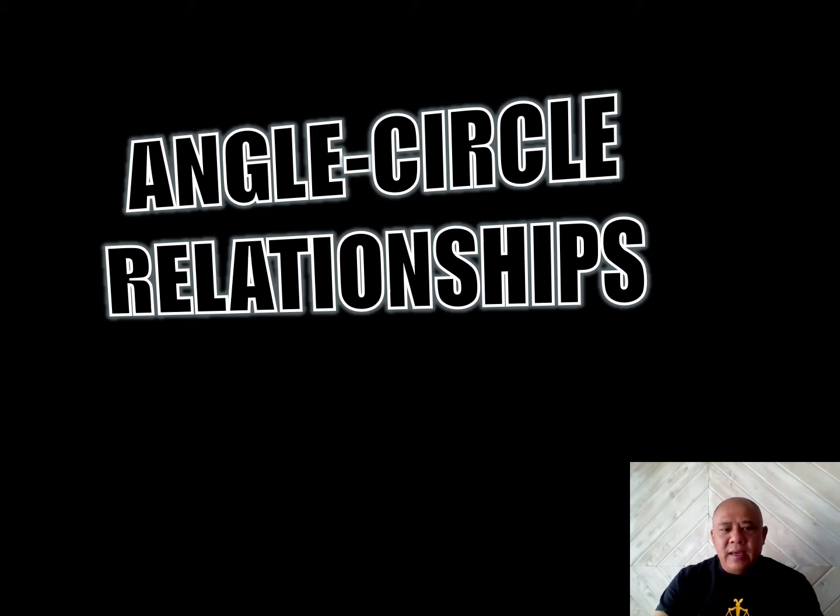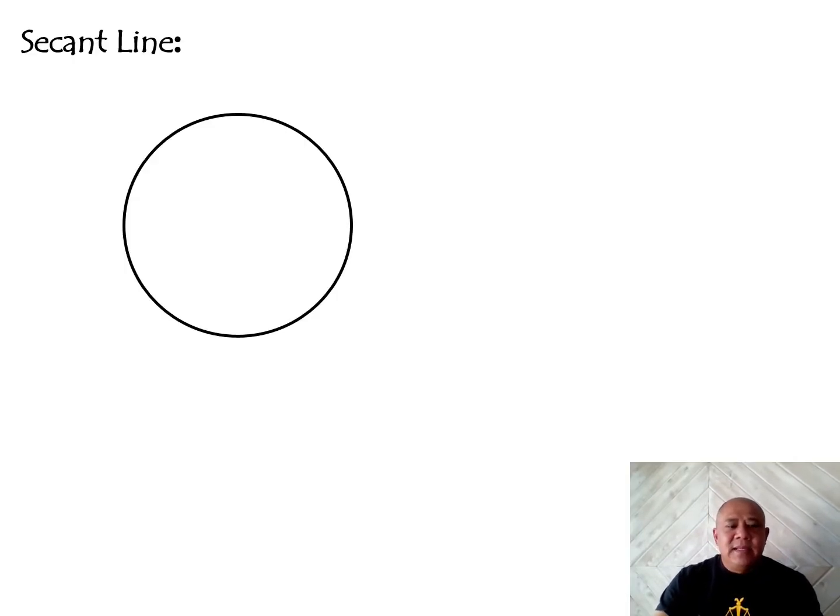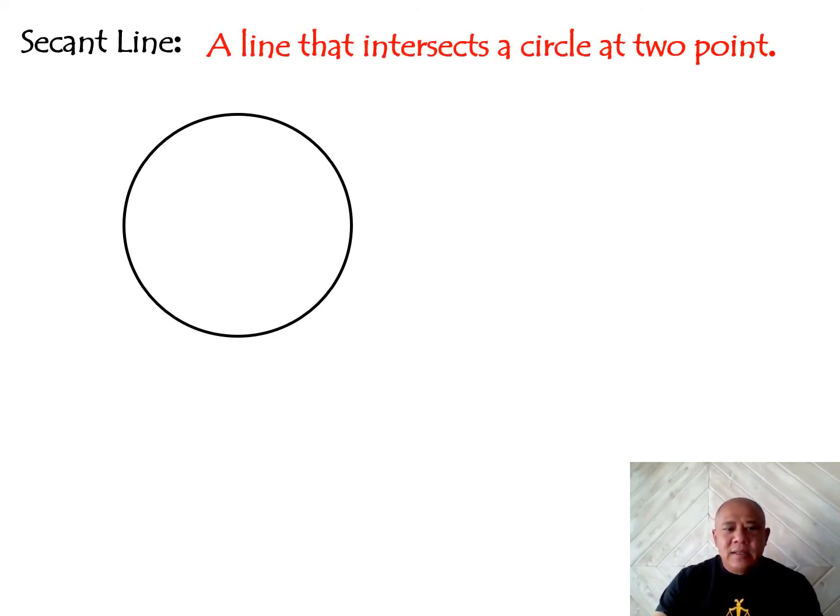And today we're going to learn two theorems. But before we learn two theorems, I want to teach you some vocabulary. So here we go. Secant line. So if you guys remember, I taught you something called the tangent line. The tangent line is a line that touches a circle at one point. Well, now I'm teaching you the secant line. The secant line is a line that touches a circle at 2 points.